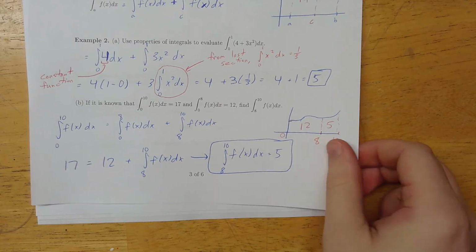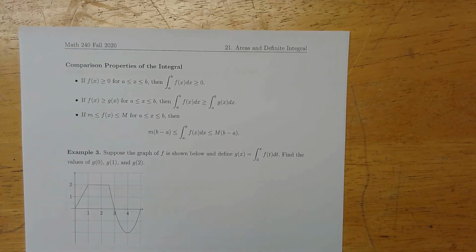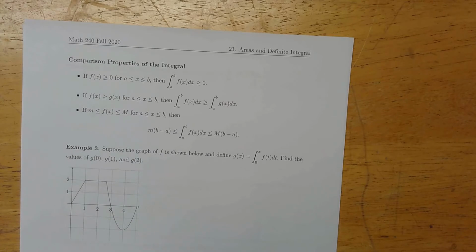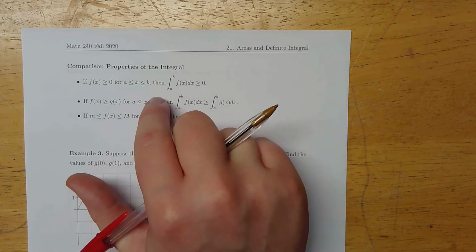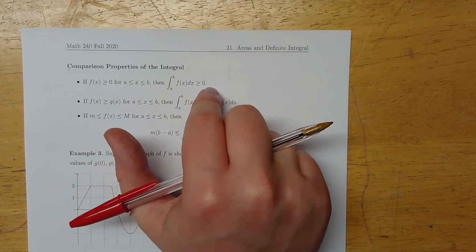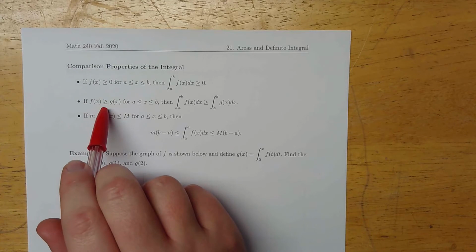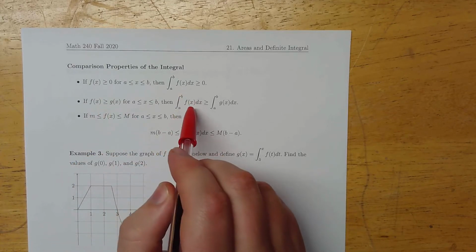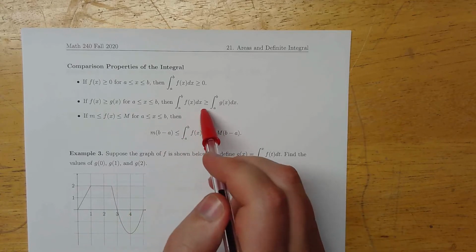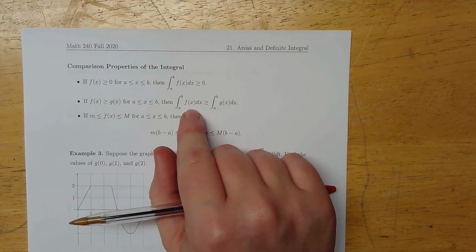Now we have a couple of ways we can compare our integrals. If f of x is greater than 0, then if we have some interval a to b, the integral from a to b of f of x dx should also be greater than 0, right? If we're above the x-axis, we should have a positive area. If we've got some function f that is greater than or equal to some other function g, then the integral from a to b of f of x dx will be greater than or equal to the integral from a to b of g of x dx. If we have a bigger function, we get a bigger area.